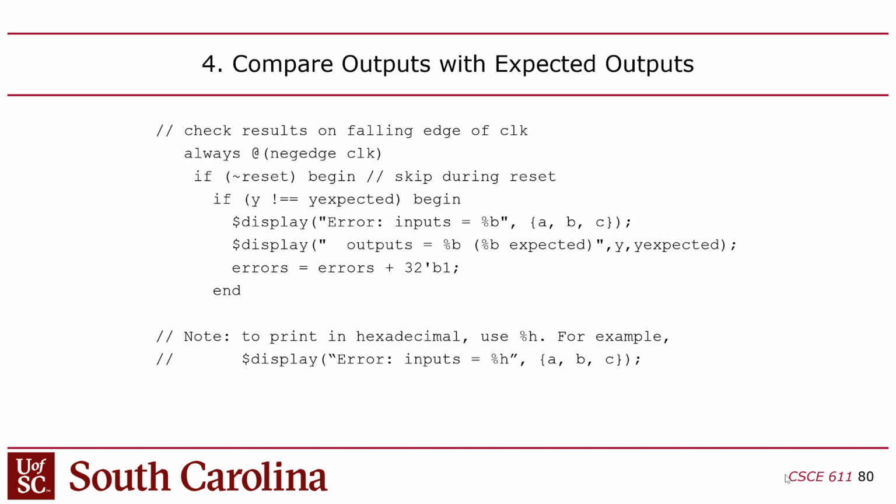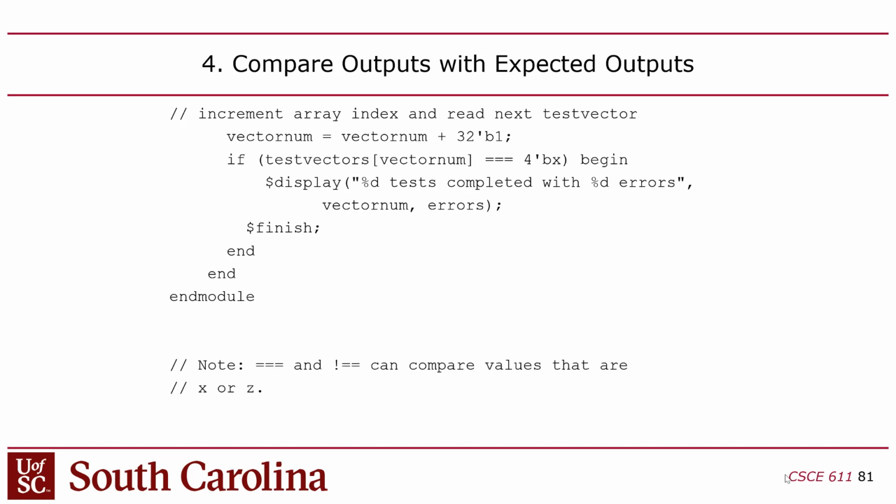So now I have a reset check, if not reset. If reset is high, basically don't do anything. Ignore all this. If reset is low, then you check to see if Y equals Y expected, and if not, you print an error and increment the error counter. That's pretty much it. You just check to see if they match, and that's it. So that's on the falling edge. And then this is inside that same always block, right?